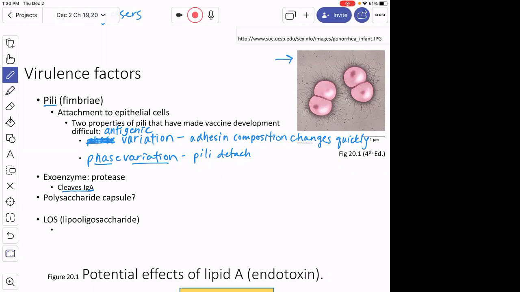Does it have a capsule? This is actually a little bit of a complicated question. Your book says yes. Everything that I have read has said no. And that's complicated because we think that when it's in the host, the gonorrhea is not making a capsule, but we can induce it to make a capsule if we grow it on just the right thing in the lab.